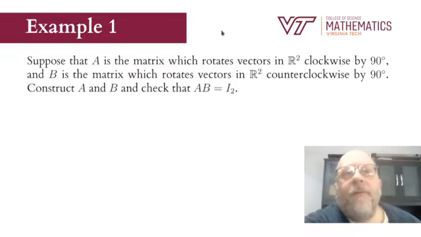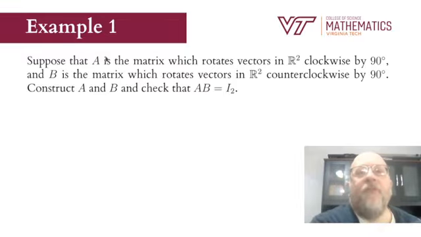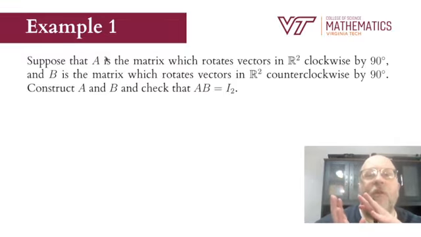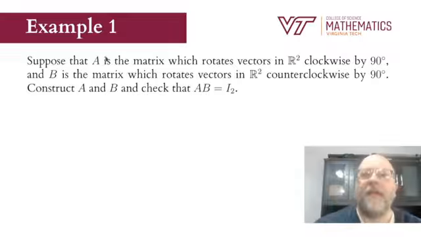So as an example, let's say that A is the matrix that rotates vectors in R2 counterclockwise by 90. I'm sorry, A is the matrix that rotates vectors clockwise by 90, and B is the matrix that rotates vectors counterclockwise by 90. And we're going to construct these and check that when we multiply them together, they cancel each other out and give us the identity matrix back.